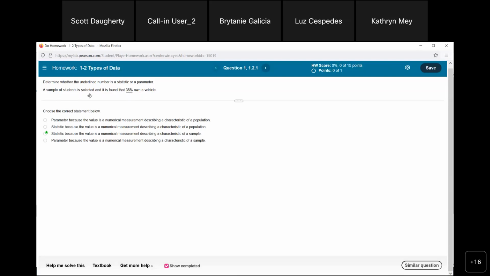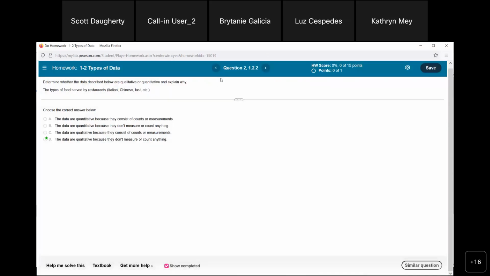So there's a difference between what's called a statistic and a parameter. A statistic refers to information from a sample. So this 35% is coming from the sample. It's the 35% of the sample. And so that's called a statistic. Whereas a parameter is information about a population.